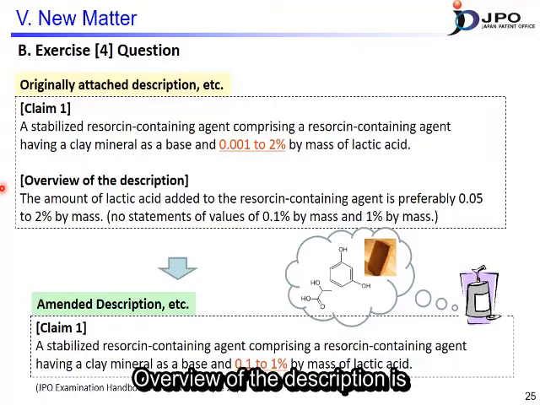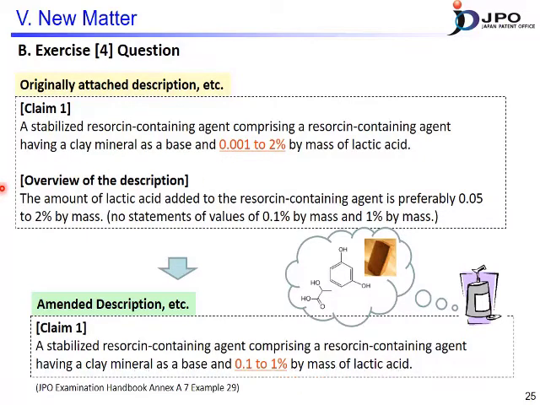And the overview of the description says the amount of lactic acid added to the resorcinol containing agent is preferably from 0.05 to 2% by mass. No statement of values of 0.1% by mass and 1% by mass.